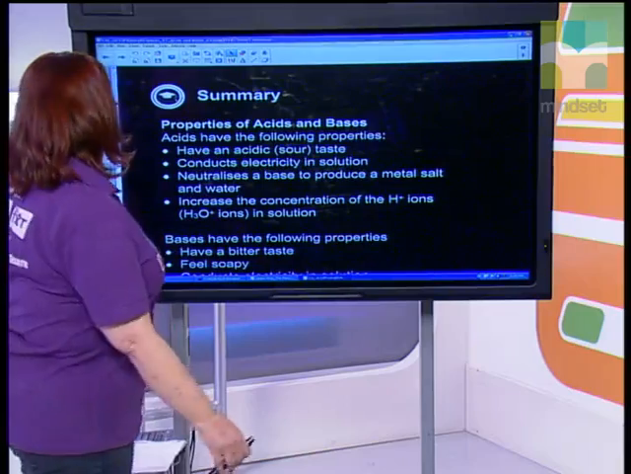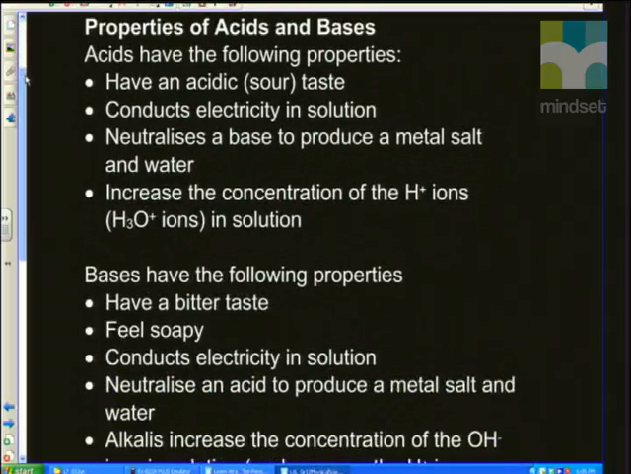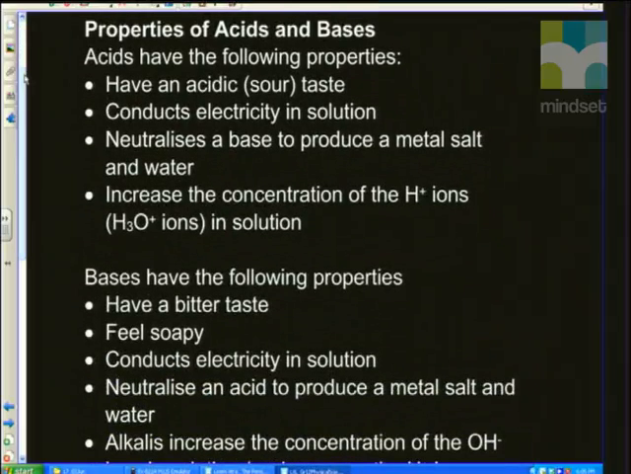Now it's time to get on with today's lesson. The first thing we're going to look at is our basic properties of acids and bases. So, starting with acids.